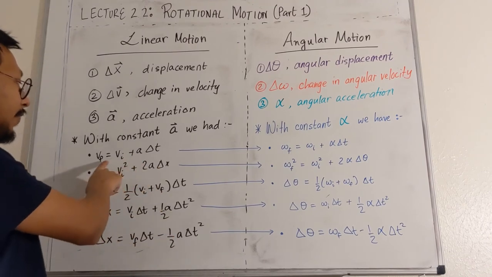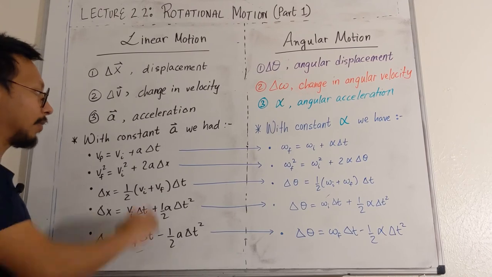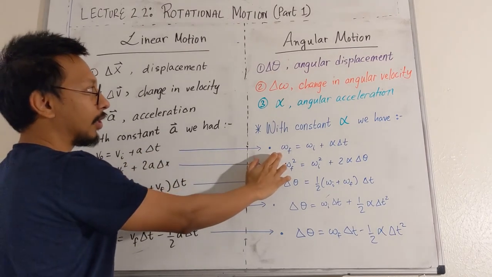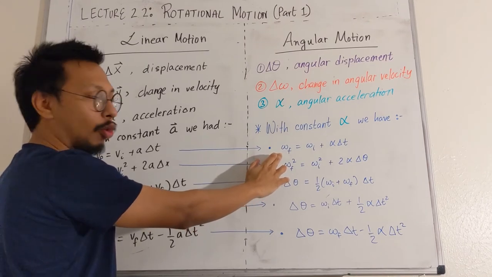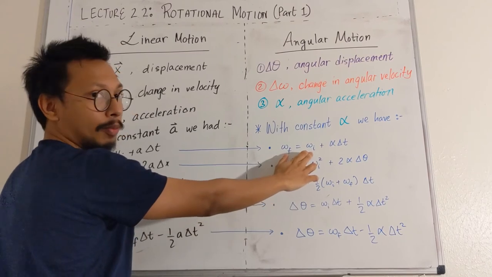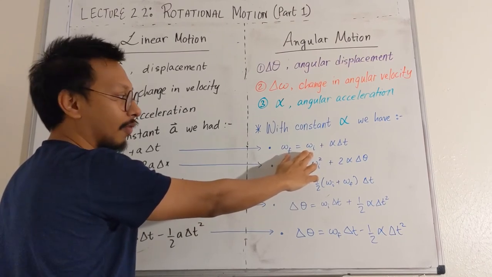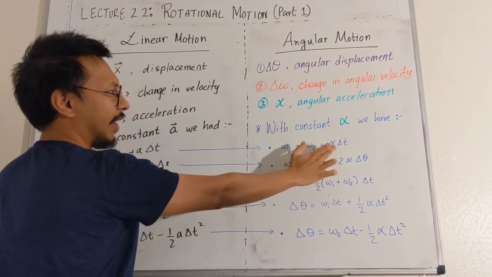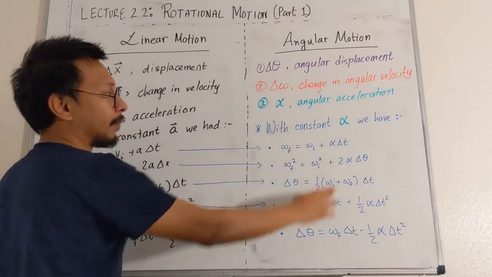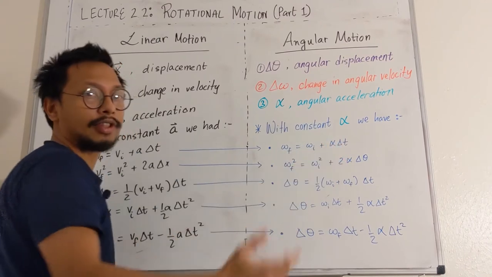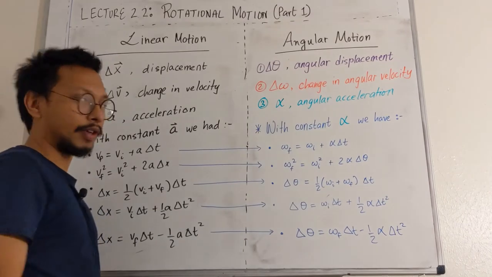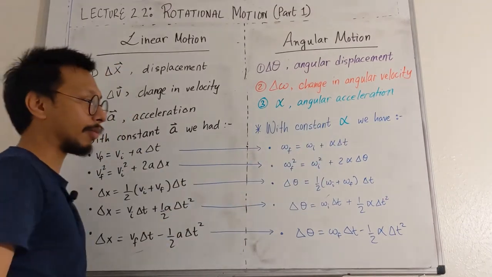For example, let's take the first equation, Vf equals Vi plus a times delta t. Vf, the corresponding angular quantity, would be omega f, or omega final, equal to Vi would be replaced by omega i, the initial angular velocity, plus a would be replaced by the angular acceleration, which is constant, and delta t is delta t, because linear motion was a function of time, angular motion is also a function of time, so t remains the same throughout.